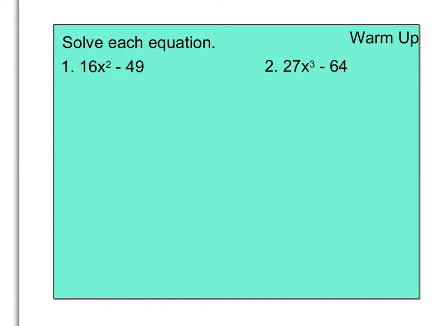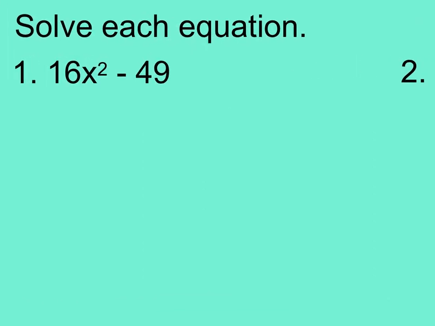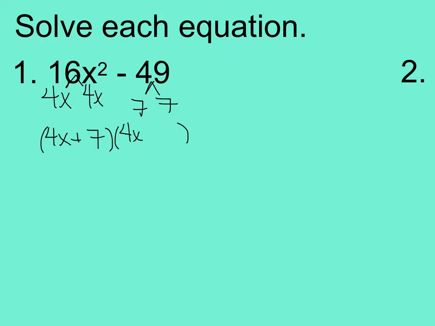You've got your x squared and the minus sign. In this case, these numbers were perfect. Remember, they don't necessarily have to be because we can use the square roots if we need to. But since they are, we can go ahead and know that 16x squared would be 4x and 4x. 49 would be 7 and 7. So when I put these into the two parentheses, we have 4x plus 7 and 4x minus 7.